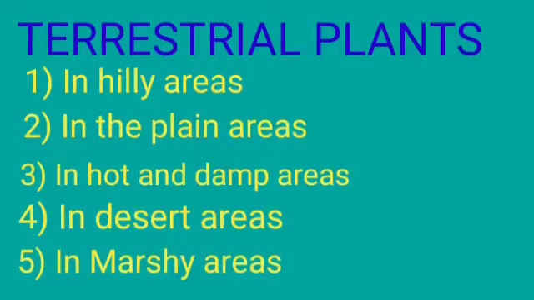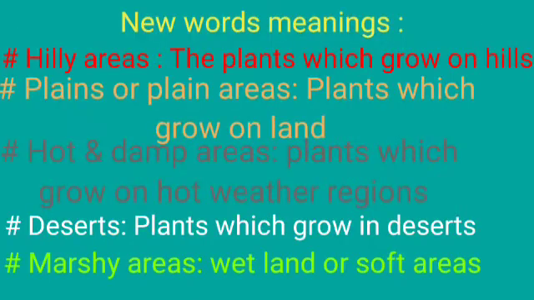What are the types of terrestrial plants we can find? We can find plants in hilly areas, in plain areas, in hot and damp areas, in desert areas, and in marshy areas. So these are the 5 types of terrestrial plants. Let us learn about these plants in the upcoming session.